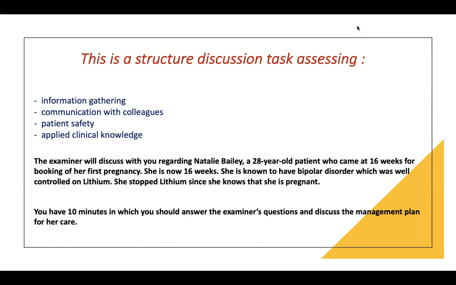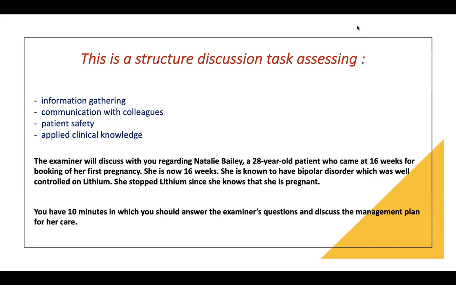So this task is assessing the information gathering, communication with colleagues, patient safety, and applied clinical knowledge. And here the examiner will discuss with you regarding Natalie Bailey, a 28-year-old patient who came at 16 weeks for booking her first pregnancy. She's known to have bipolar disorder, which was well controlled on lithium. She stopped the lithium since she knows that she's pregnant. You have 10 minutes in which you should answer the examiner's questions and discuss the management plan of her care.